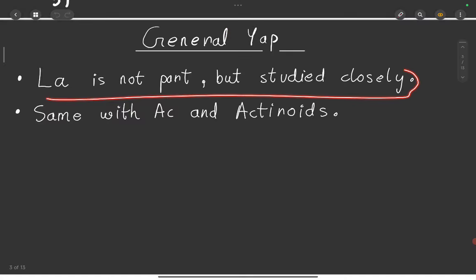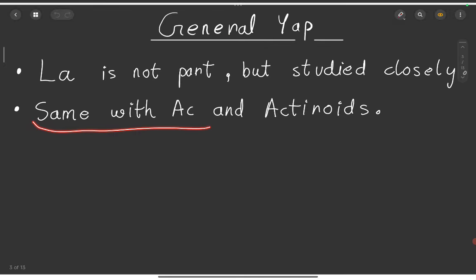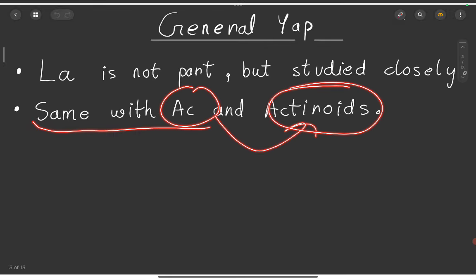So lanthanum is not a part of the lanthanides, but is studied closely with them, just like zinc, cadmium, and mercury with the D block elements. And the same happens with actinium and the actinoids.